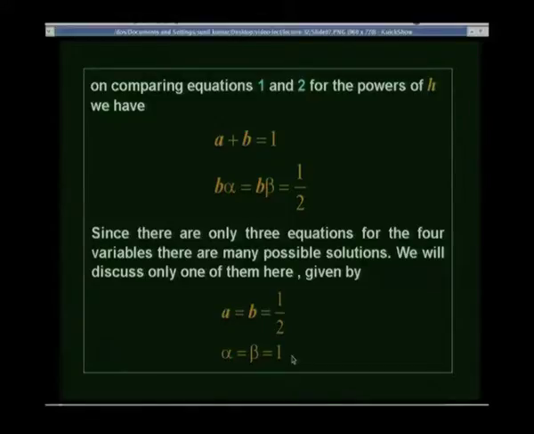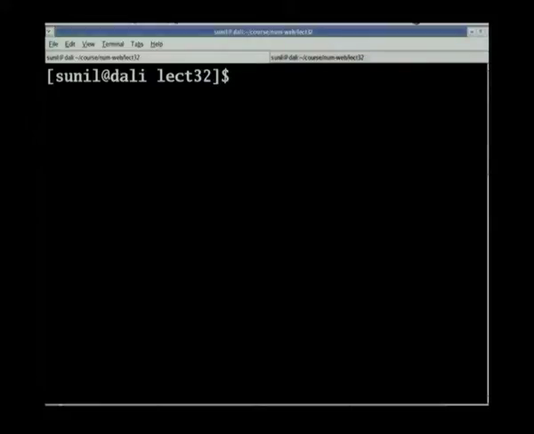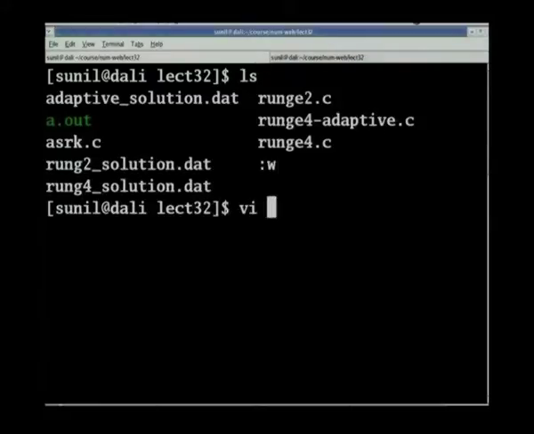So, we could just look at an implementation of this. Here is a code which does that.